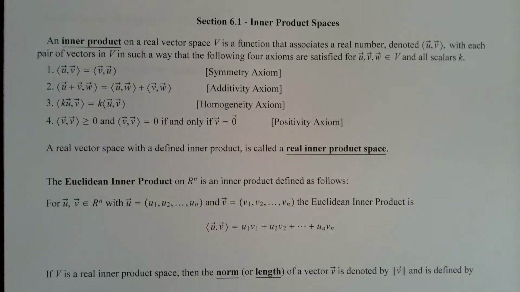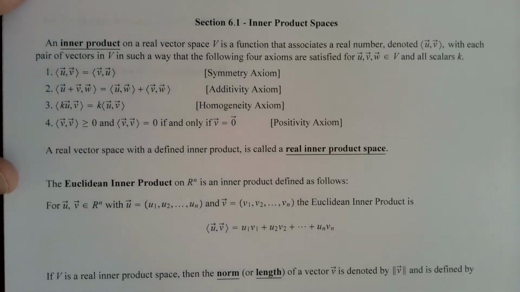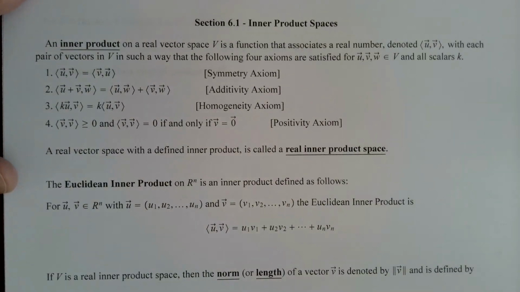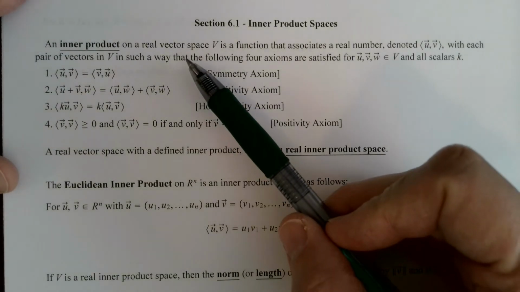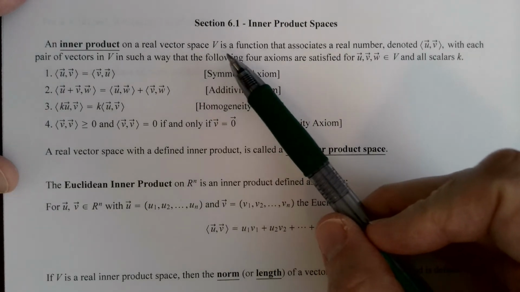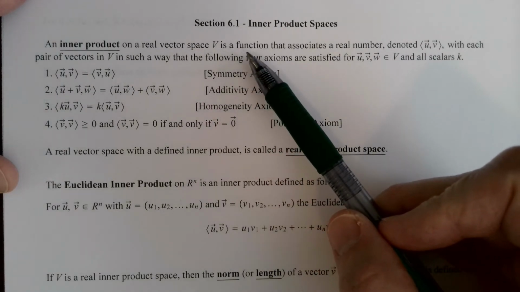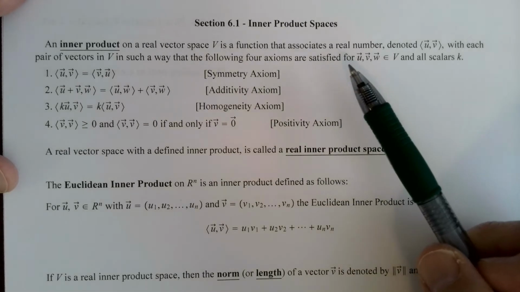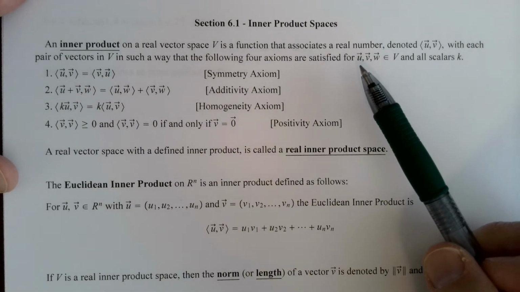Okay, we're going to talk about a topic called inner product spaces. And let's go right into the definition. An inner product on a real vector space V is a function. A function has an input that's going to assign it to exactly one output. And the input is going to be two vectors.